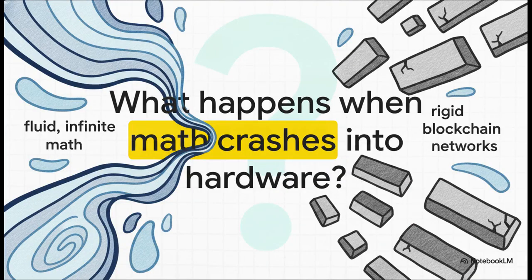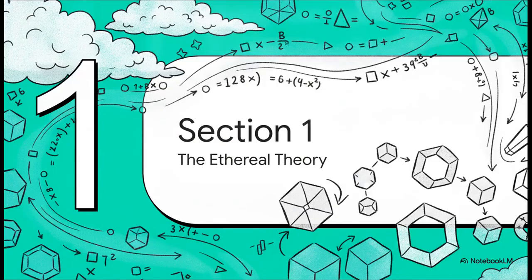Okay, let's dive right into this, because instead of walking through our standard roadmap today, I want to hop you directly into what is arguably the greatest expectation versus reality plot twist in modern crypto architecture. We have to ask, what actually happens when developers try to force fluid, infinite math into rigid blockchain networks? Well, the system fundamentally bends. Which brings us to Section 1, the ethereal theory.